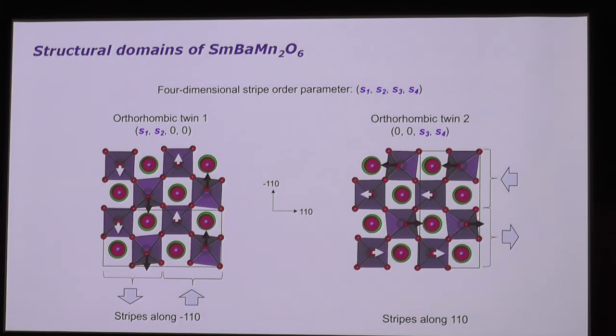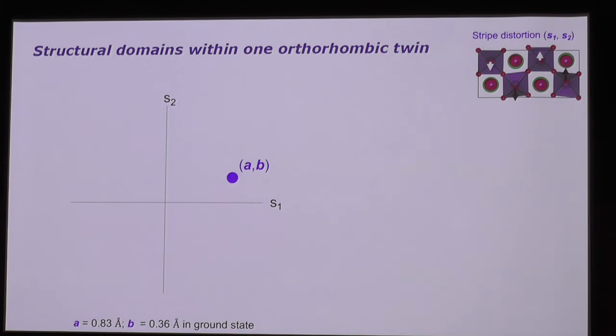Over here on the left, the stripes are going vertically. Over here on the right, they're going horizontally. Now, if we focus in on one orthorhombic twin domain, we can look at what structural domains actually occur within that twin domain. So now we just need to deal with this two-dimensional part, S1 and S2, the stripe displacements on the two sublattices. We can represent the order parameter in this two-dimensional space, and represent the domain as a point in this space.